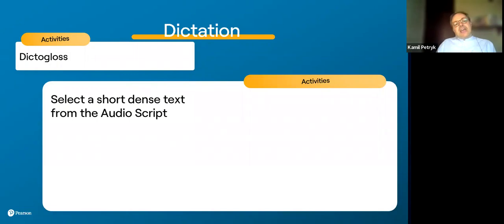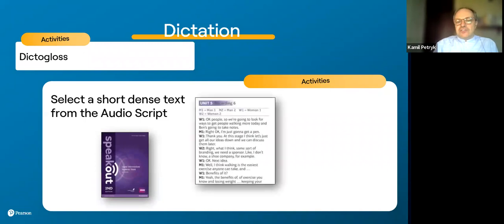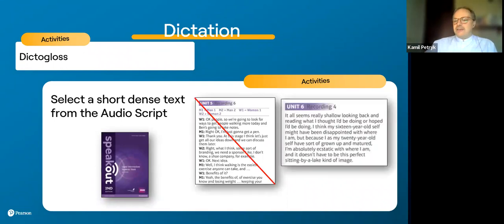For this dictogloss, you have to select a short, dense text from the audio script. So you take an audio script, for example, this is Speak Out Upper Intermediate. You go through the audio script and you look for a short, dense text. So it's better if it's not a conversation. So we exclude conversations. We're looking for, as I said, a short, dense text. Like here, you can see this is Unit 6, Recording 4.